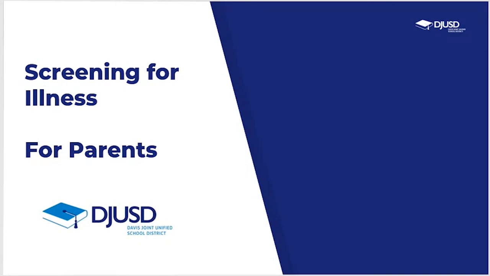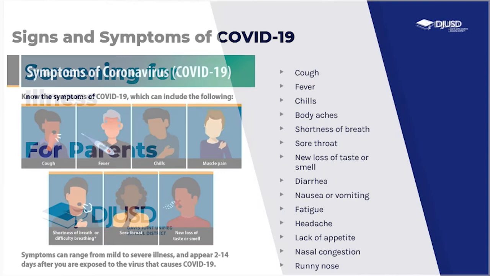Today I'm going to talk about how to screen your student for illness, which is critical to slowing the spread of contagious diseases like COVID-19. I will also cover considerations for students with seasonal allergies and asthma. We can all do our part to keep our families, our students, and our communities safe and healthy by self-screening daily and staying home if we have any symptoms of illness.